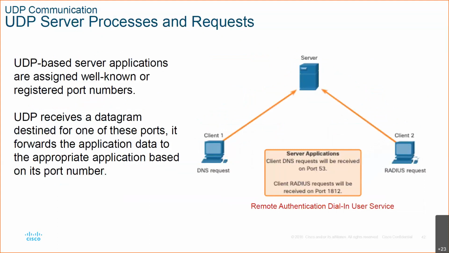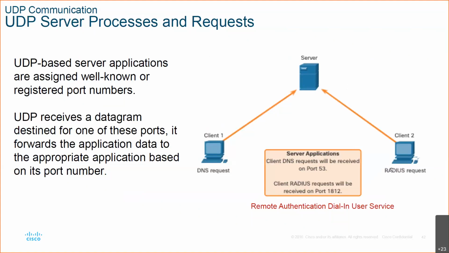UDP-based server applications are assigned to well-known or registered ports. For example, if you have a DNS request, you are accessing a server asking for a DNS resolution. That means you are typing www.cisco.com, but we know that routers don't understand that. So it will go to a DNS server and find a relevant IP version 4 or IP version 6 address and then forward your request.